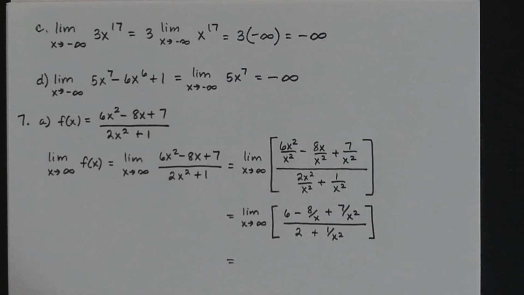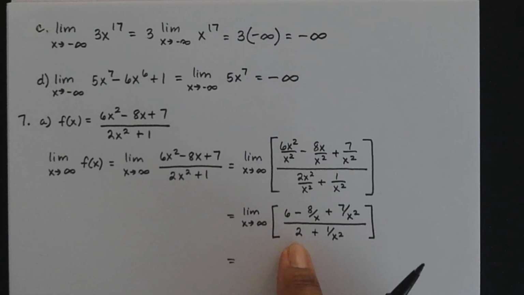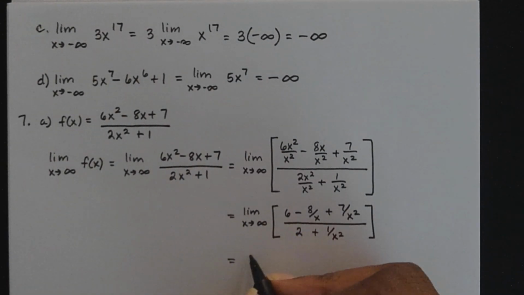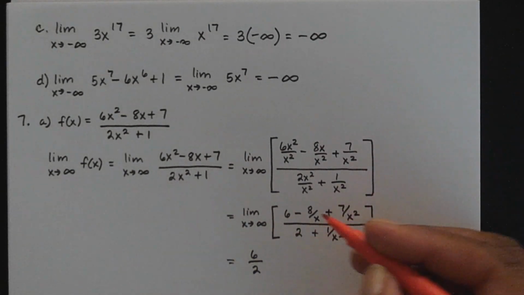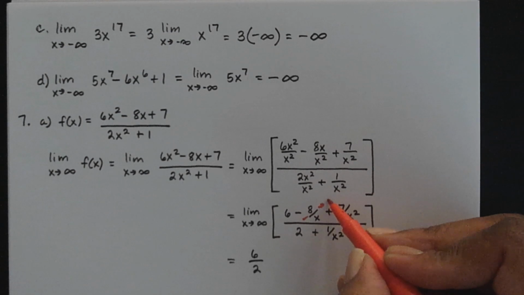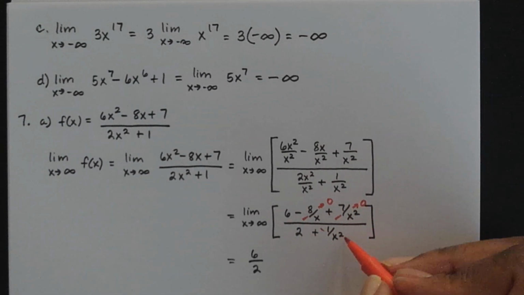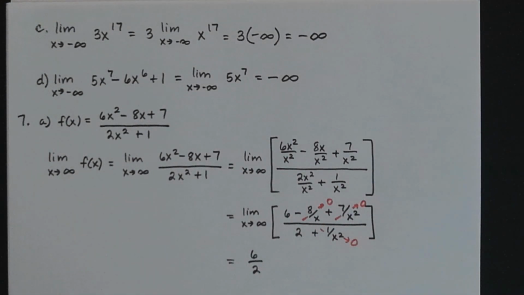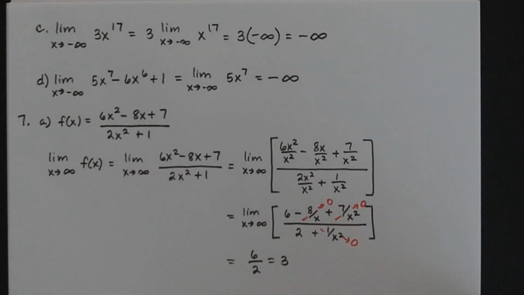All right, so now let's go ahead and take the limit. The limit of this constant will be a constant, and the limit of that constant in the denominator will be a constant. So I have a 6 over 2, but as we let x approach infinity, these rationals, 8 over x goes to 0, 7 over x squared also goes to 0, and 1 over x squared will also go to 0. Okay, so now I'll be left with 6 divided by 2. That'll end up being 3.